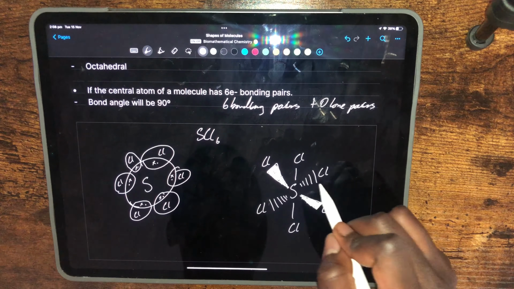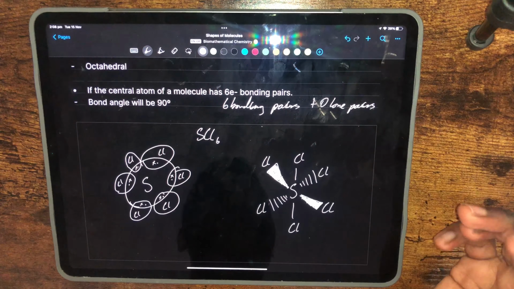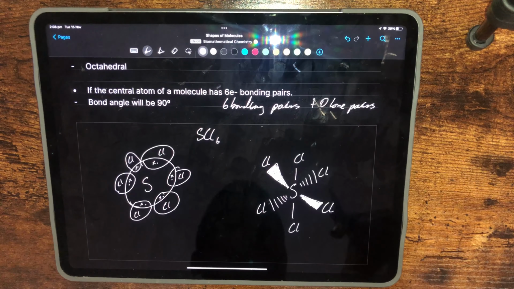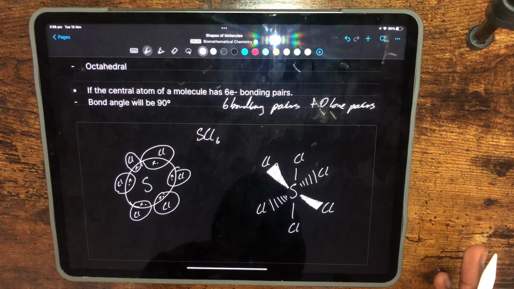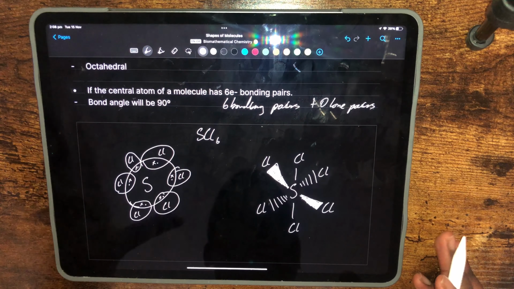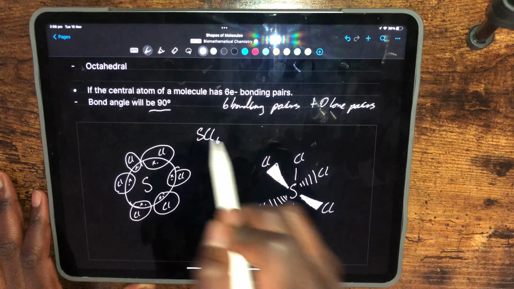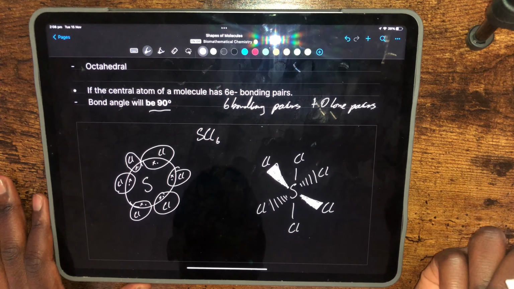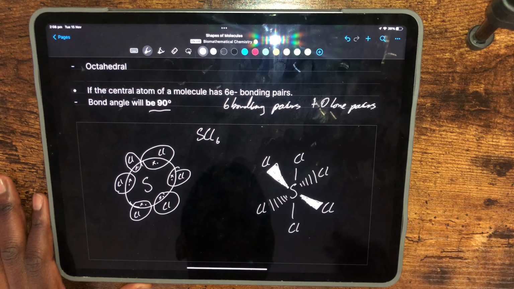If you give all these bonds one line, you're giving the impression that they're all on the same plane, and you won't get the marks. It's important that you show the wedge lines, to give the idea to the examiner that you understand it's a 3D molecule, and hence why its bond angles are all 90 degrees. If you actually looked at this compound, it would look like a 90-degree compound. I wish I had the pictures of it, but you can look it up online. But yeah, that's what an octahedral shape looks like.